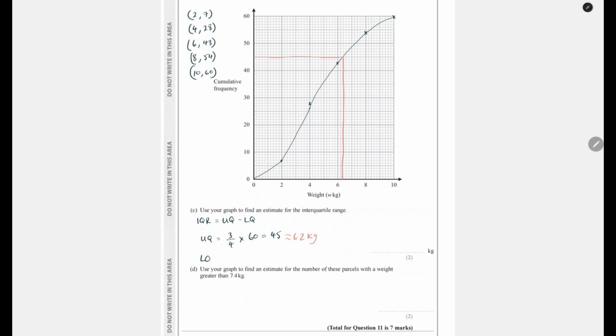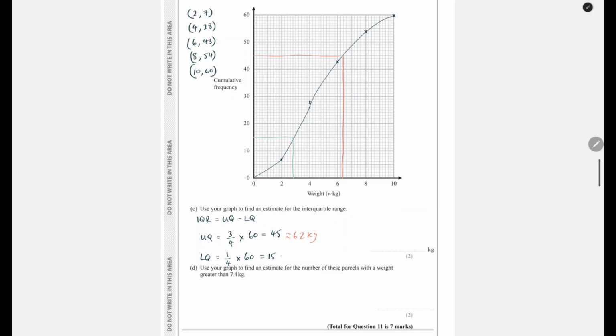And we just have to do the same thing for our lower quartile. So our lower quartile is 1/4 multiplied by 60. That's equal to 15. And so we'll go to 15, go down, and that's roughly 2.4 kilograms. Now we just need to minus them from each other. 6.2 minus 2.4 is equal to 3.8. So our estimate is 3.8 kilograms.